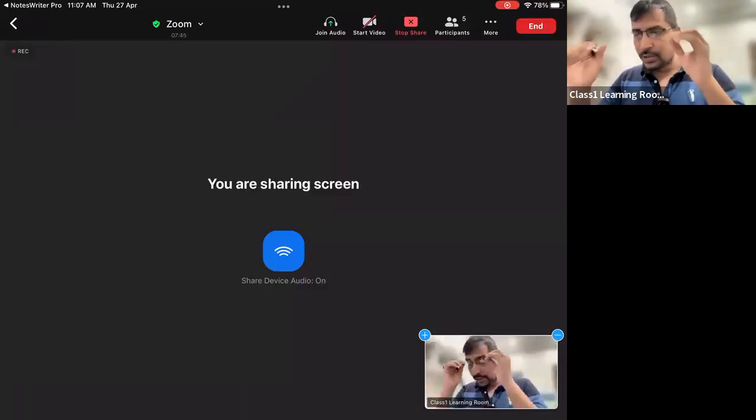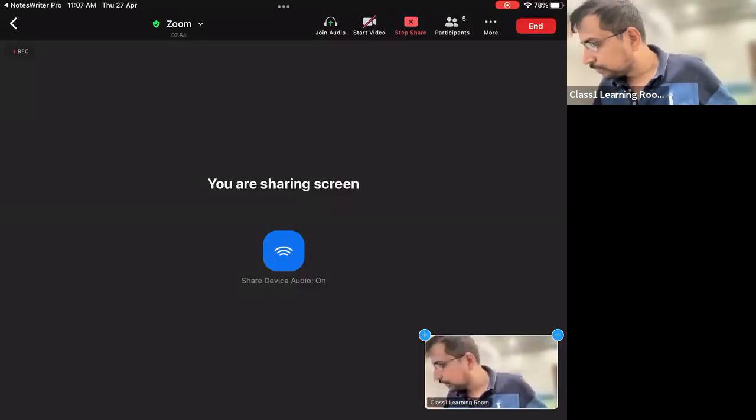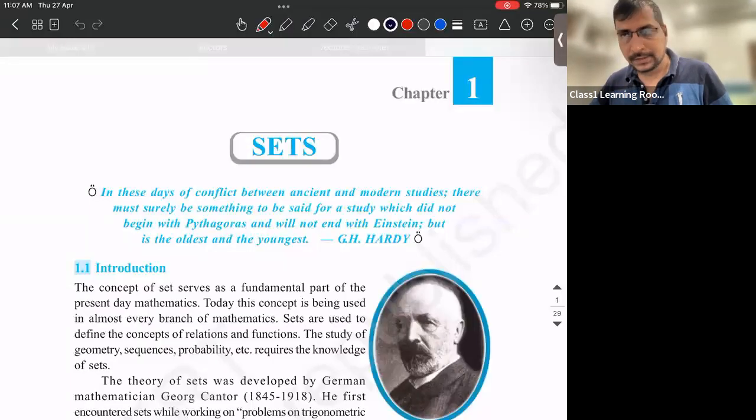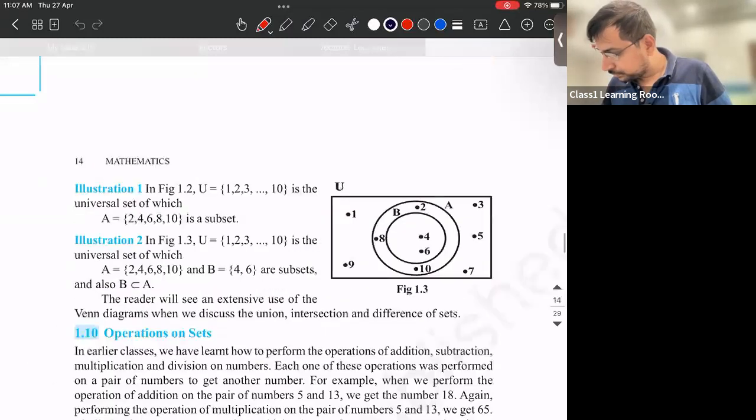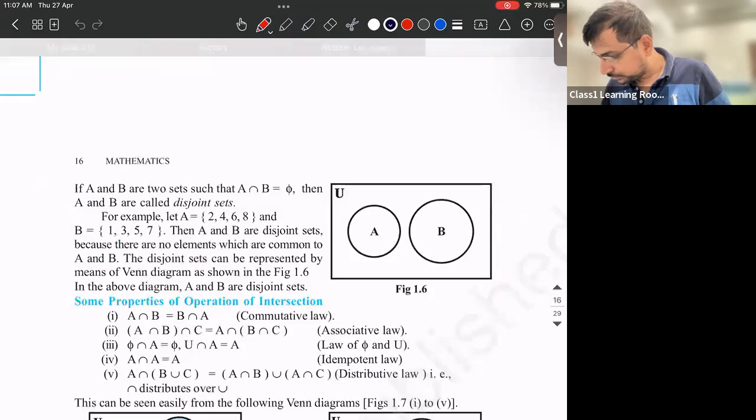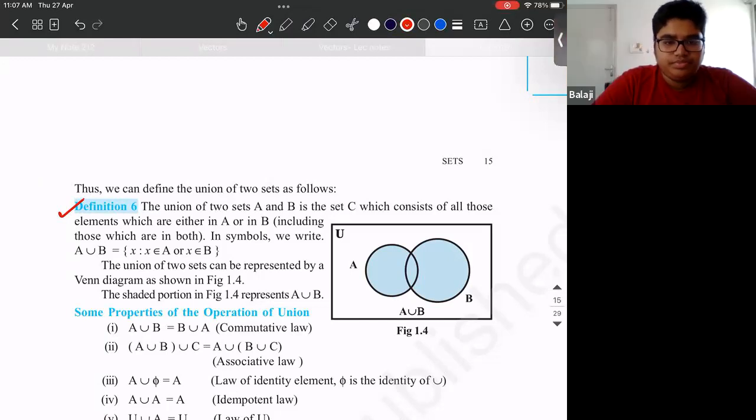Apart from that, any other questions or doubts, guys? I think it is easy as of now, so we'll proceed. You're able to see my screen? Yes. Venn diagrams, and the last concept we saw was definition number 6, related to the union of sets. Am I right, Balaji? Yes, sir.